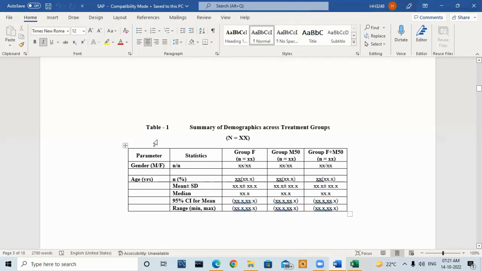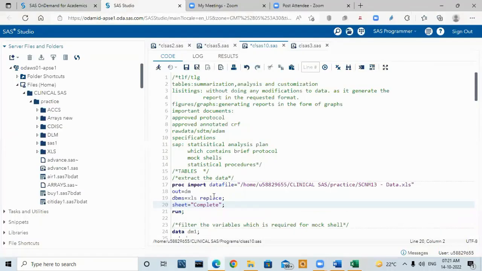See, we want this table. Can we draw this table normally by using the proc step or data step? Is it possible to directly draw this table in one step by using any data step or proc step? This is known as a mock shell. What do you call this one? Mock shell. For this, special programming is there. So that is nothing but the tables.